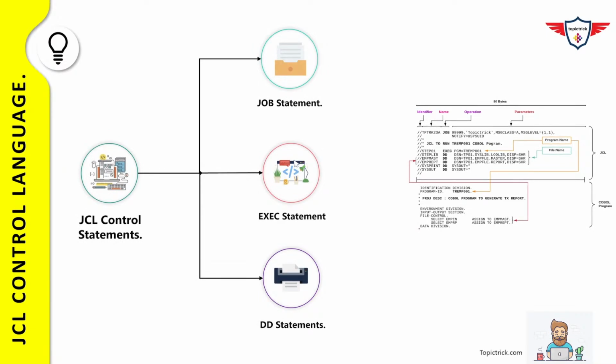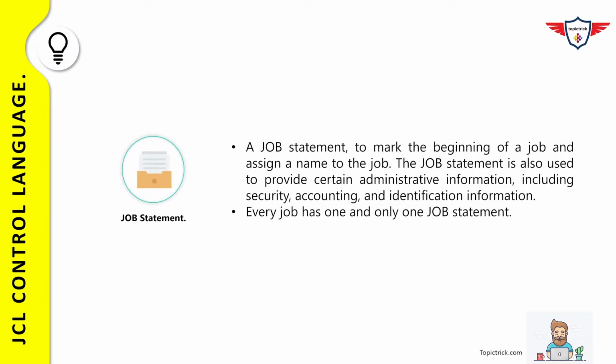Now let's get back to our original discussion of job control statements, and let's discuss each job control statement one by one. So the first one is the job control statement or job card. A job statement is the first statement of any JCL. It marks the beginning of a job and assigns a name to it. The job statement is used to provide certain administrative information including security, accounting, and identification information. And you should always remember that a JCL can have one and only one job card or job statement. You cannot have more than one job card in a single JCL.